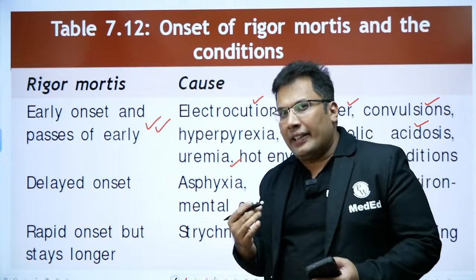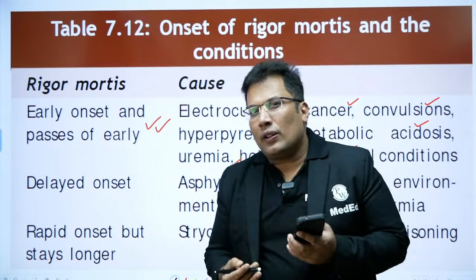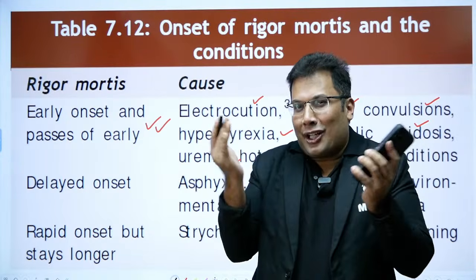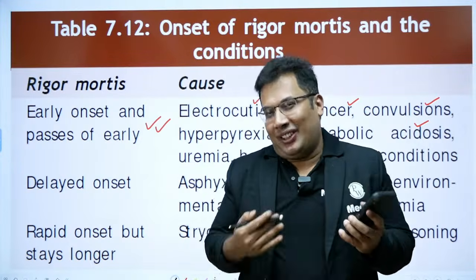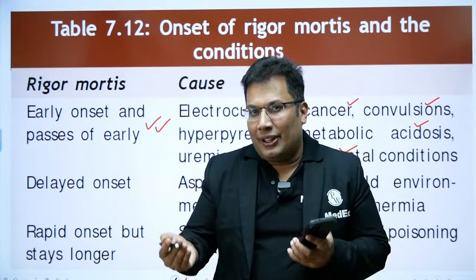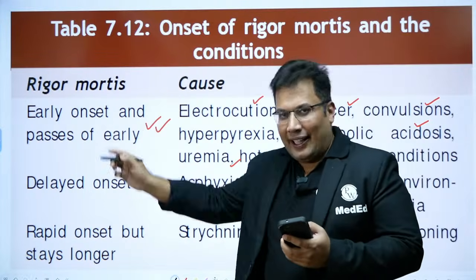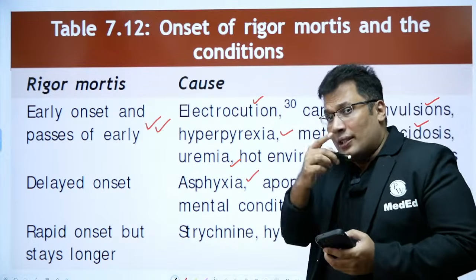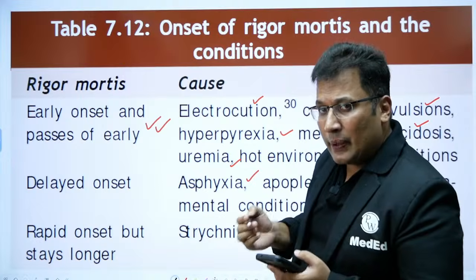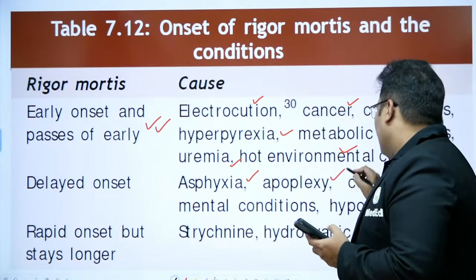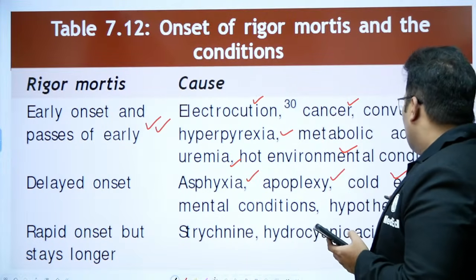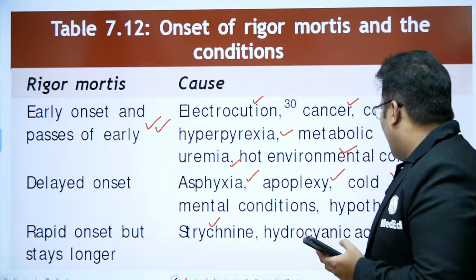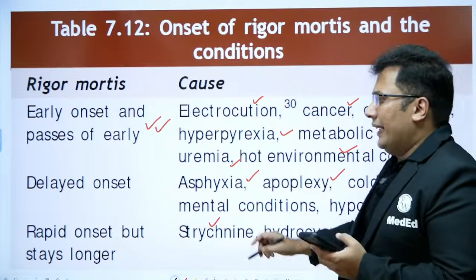So what happens in electrocution? There will be violent contractions of the muscles, so there will be ATP depletion. This rapid ATP depletion leads to early onset rigor mortis. Delayed onset occurs in asphyxia, as you know asphyxia is a painless death, so that's why it is delayed. Also apoplexy, cold environment, hypothermia and so on. Rapid onset occurs in case of strychnine and hydrocyanic acid, but it stays longer.